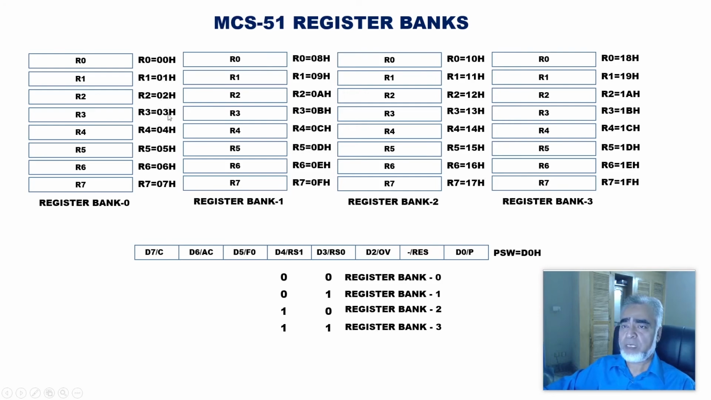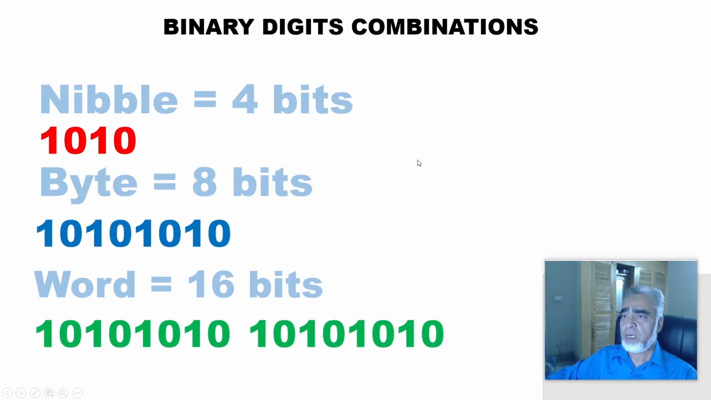To understand these address locations, from 00H to 1FH, we have to understand the hexadecimal number system. So how can we write numbers in the hexadecimal number system? We will go through the number systems: what is the decimal number system, what is the binary number system, and what is the hexadecimal number system. As we have learned earlier, the microcontroller works on the binary number system.